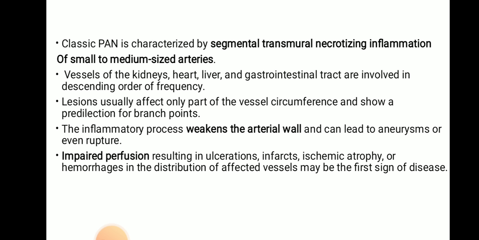Classic PAN is characterized by segmental transmural necrotizing inflammation of small to medium sized arteries. Vessels of kidney, heart, liver and gastrointestinal tract are involved in the descending order of the frequency. Lesions usually affect only part of vessel circumference and show a predilection for branch points. The inflammatory process weakens the arterial wall and can lead to aneurysm and even rupture. Impaired perfusion resulting in ulceration, infarcts, ischemic atrophy or hemorrhage in the distribution of affected vessel may be the first sign of the disease.